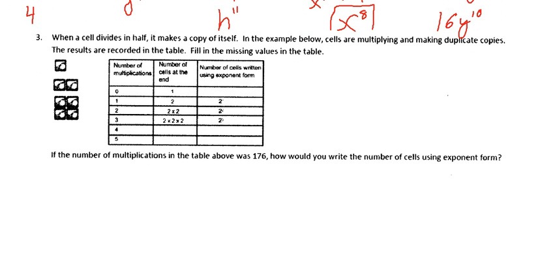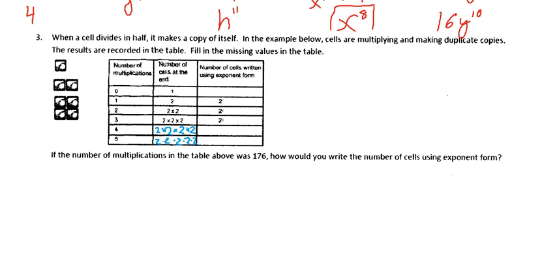Okay, moving on to the last one, number 3. It's talking about this cell division, where a cell makes a copy of itself, and we want to fill out this table that we have. It says here, number of multiplications, 0. The number of cells, 1. So when it hasn't duplicated itself yet, there's 1 cell originally. And then after 1 multiplication, there's 2. 2 multiplications is 2 times 2, 3 is 2 times 2 times 2. If it was 4, it would be 2 times 2 times 2 times 2, and then 5 would be 2 times 2 times 2 times 2 times 2. Okay, so we got 5 2's.